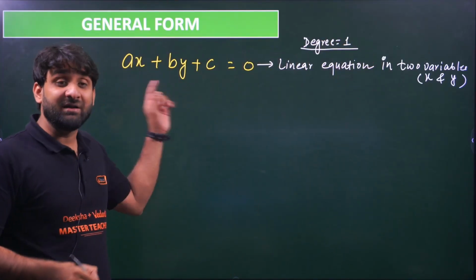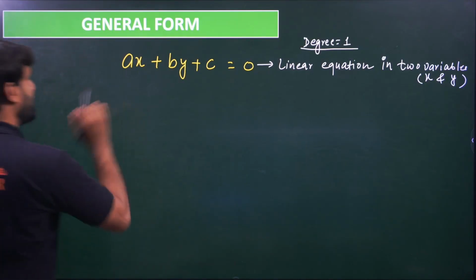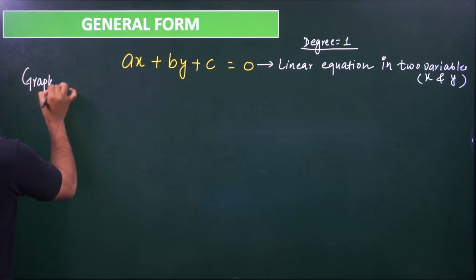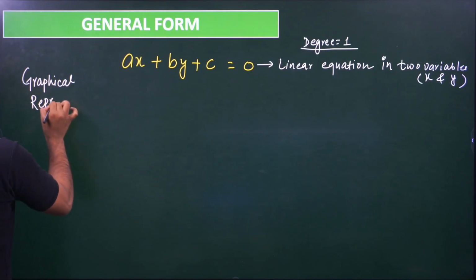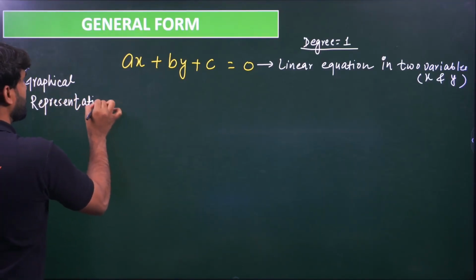Degree means the highest power of the variable. Clear, everyone? Okay. So moving ahead, my dear champions, if I ask you about the graphical representation, if we draw a linear equation in two variables on a graph, what kind of graph do you get?